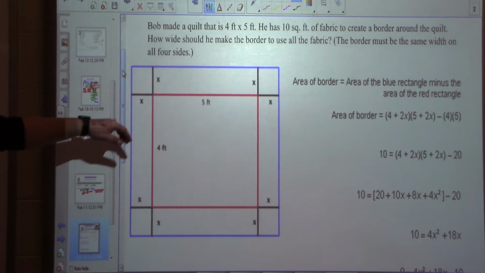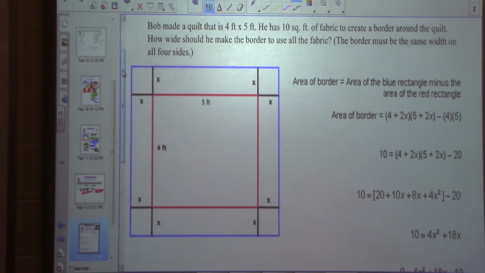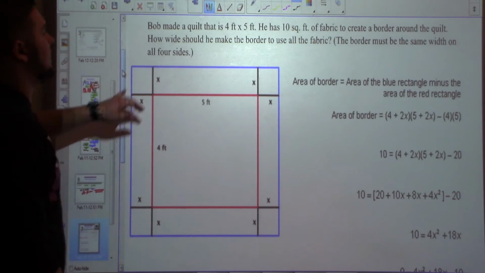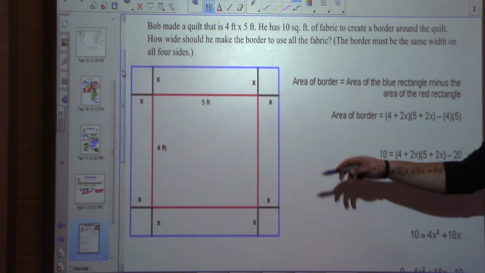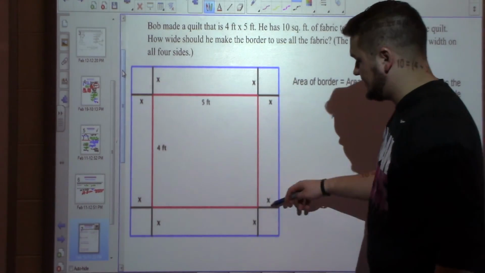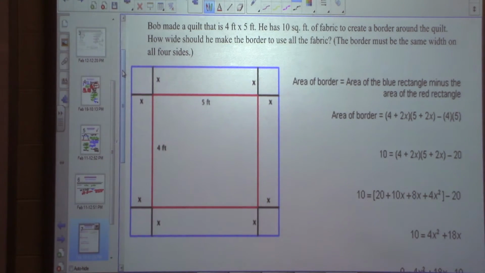All right, so Bob's making a quilt, 4 feet by 5 feet. That's the red part in here. He has 10 square feet of fabric to create a border around the quilt. How wide should he make the border so he uses all the fabric? The border needs to be the same width all the way around. That's why all of these are the same variable. They're all x because they have to be the same number to fit all the way around there.